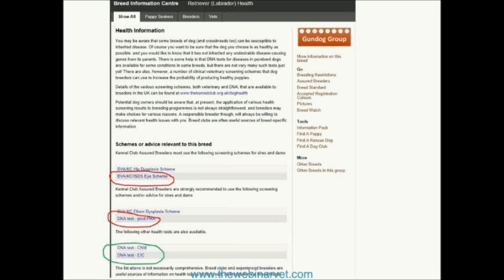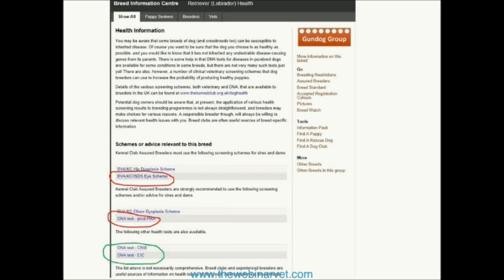And what we've tried to do as part of the Breed Information Center is give some prioritization and some structure into what people may wish to consider as part of their breeding practices and their breeding strategies. So you can see that at the top of the schemes or advice relevant to this breed, we've got hip dysplasia scheme and an eye scheme that is recommended for Labradors, as well as the elbow and a DNA test for a particular eye condition, PRA.